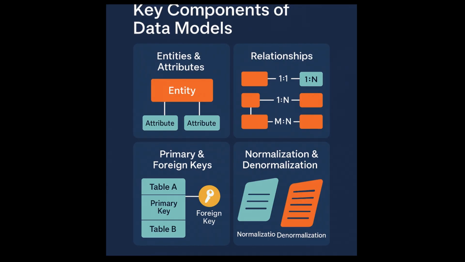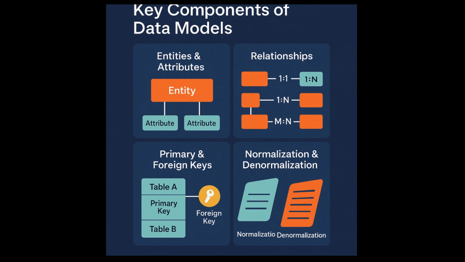Welcome to the next section of our data modeling architecture series: Key Components of Data Models. Understanding the building blocks of data models is essential for designing efficient and scalable databases. Let's break it down. 1. Entities and attributes. At the core of any data model are entities, the objects or things you want to store information about. Think of entities like employee, student, or product. Each entity has attributes, which are the pieces of information you want to track. For example, an employee might have attributes like employee ID, name, and designation.